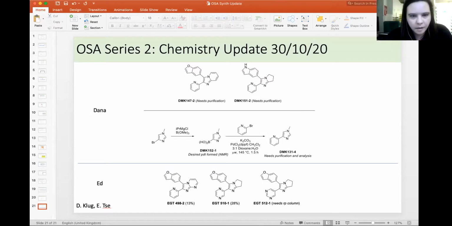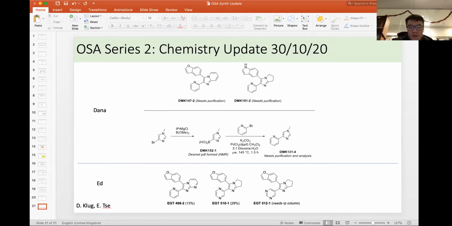Okay, cool. Yeah, mine's just pretty quick. So I've gotten those 3 compounds on the bottom that I was working on. So they should be good for the next round of assays.